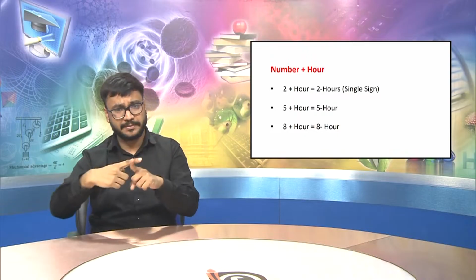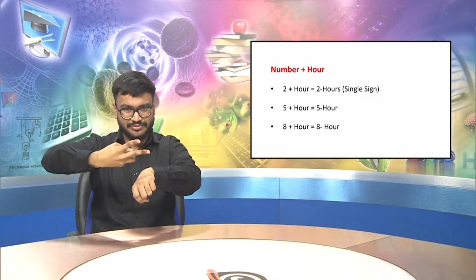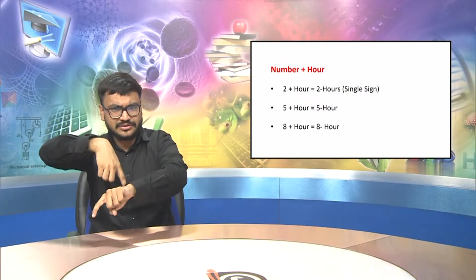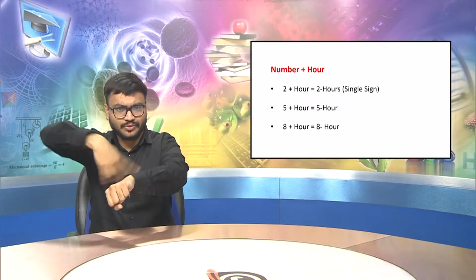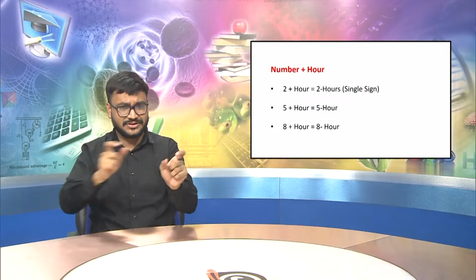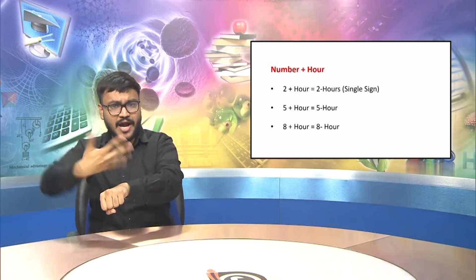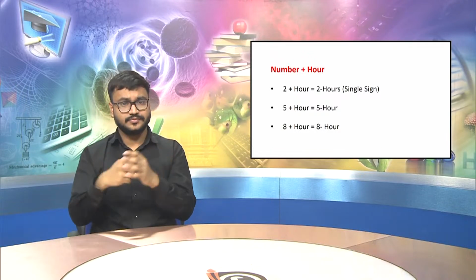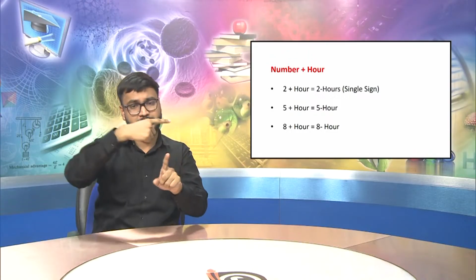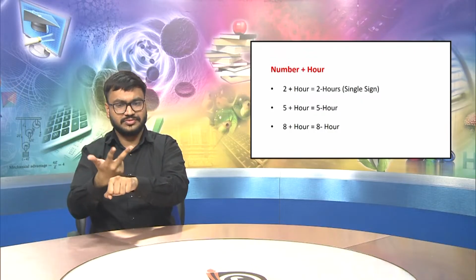Now if we do the sign of hours, we can also use the same as previous: the sign of number and the sign of hour. Combining that, we get the new word. For example, 2 hours: the sign of 2 along with hours. So we get the single sign, which is 2 hours. Same for 5 hours, and also the same for 8 hours.